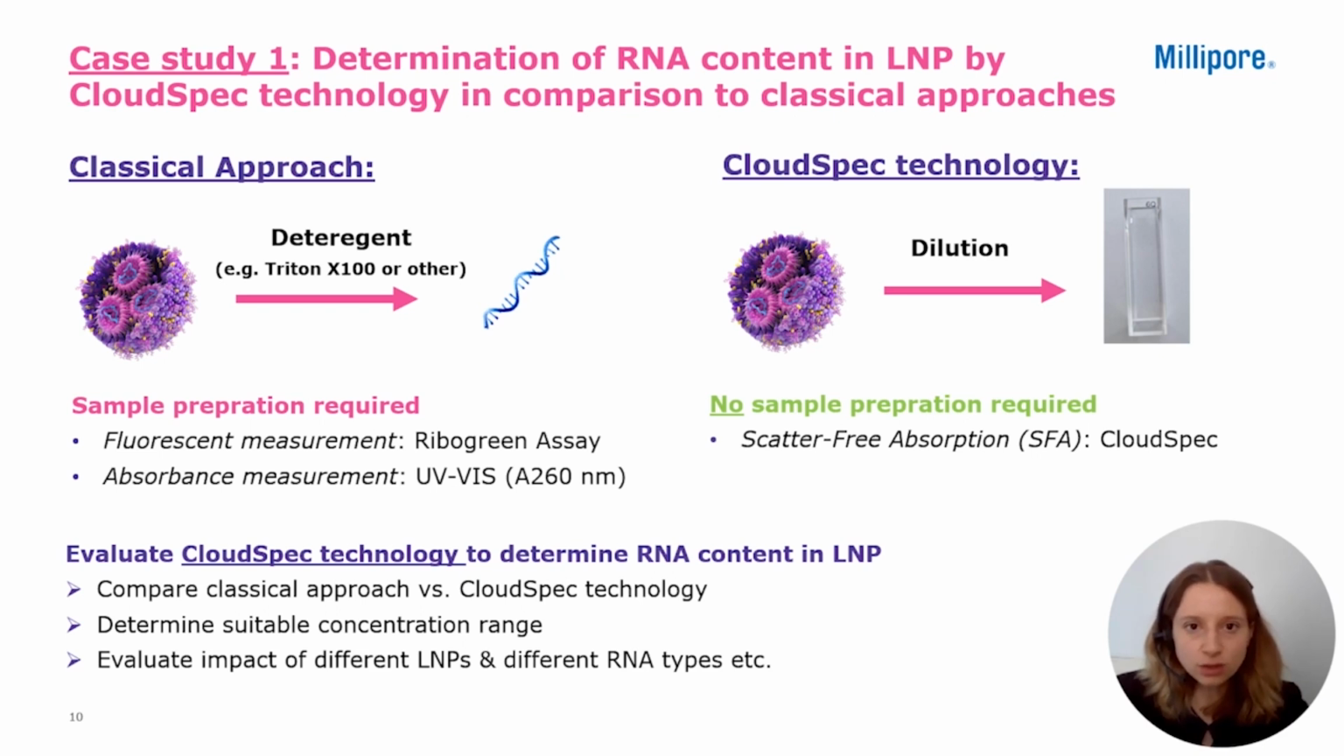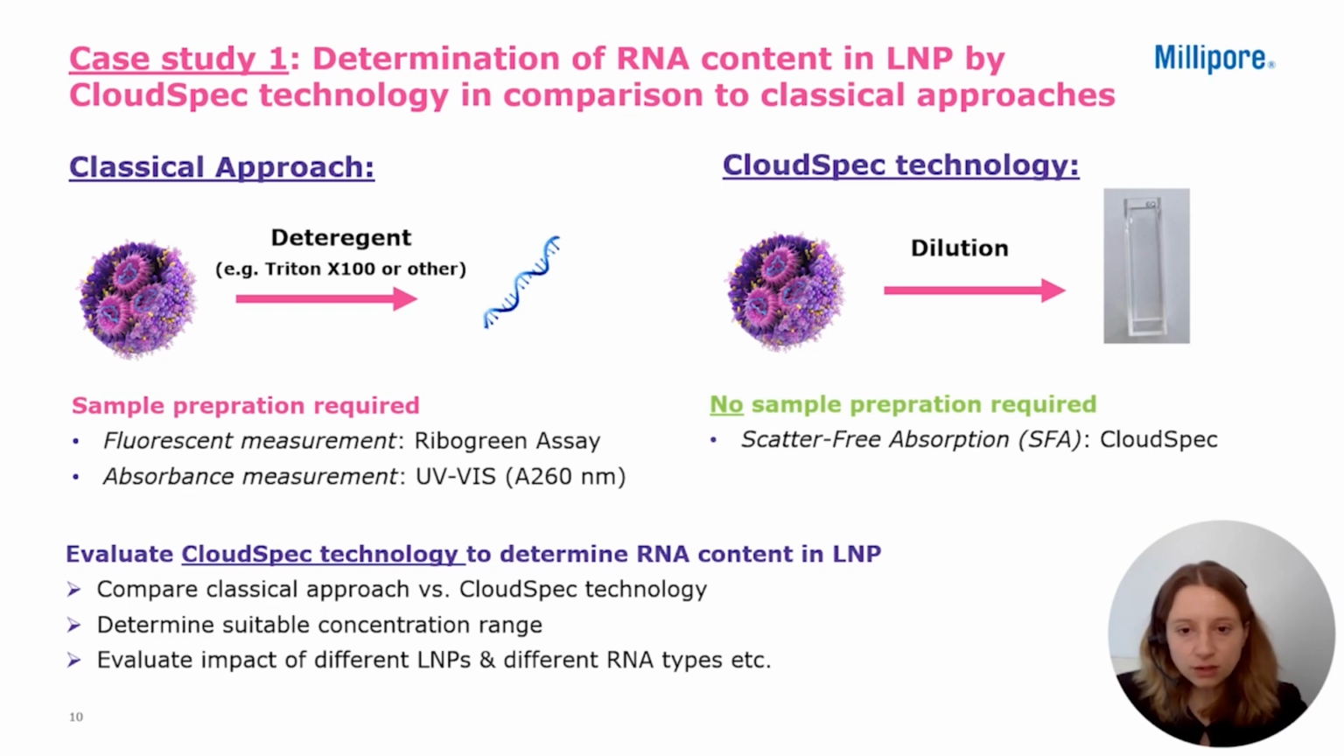The RNA can then be quantified using fluorescent dyes, such as the ribogreen dye, or you can also do UV-Vis measurements to measure the RNA content at 260 nanometer. In the case of absorbance-based measurements, of course, you need to use detergents that are UV compatible, so that you don't have an interference in your UV-Vis spectra. All of those classical assays have in common that you require sample preparation. So you need to break up the LNP to release the RNA and quantify it.